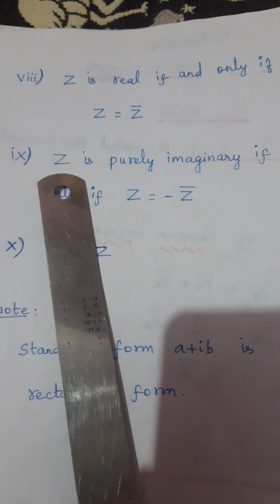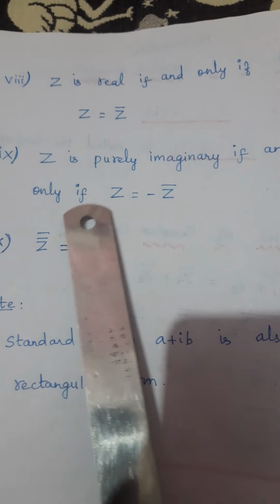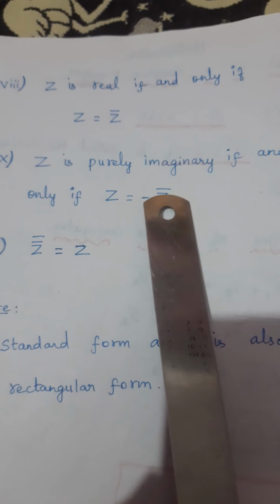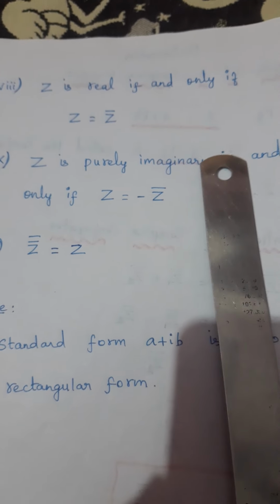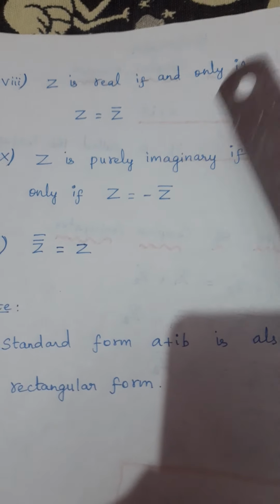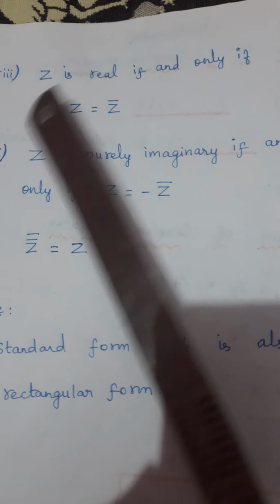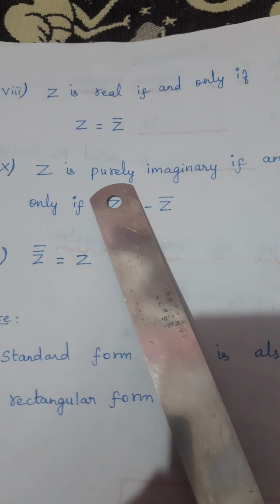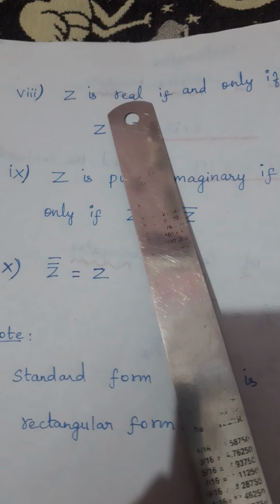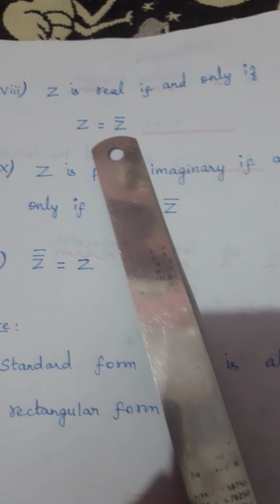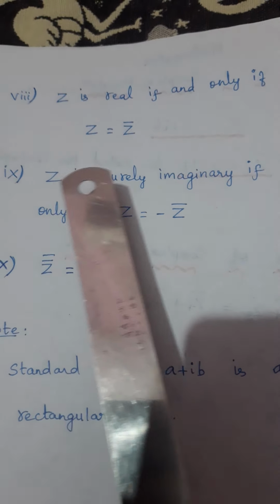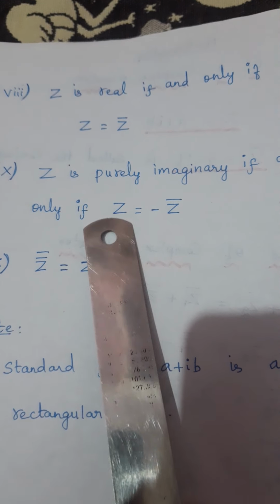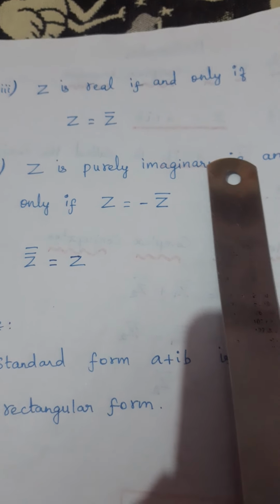And another thing, the 9th property: z is purely imaginary if and only if z is equal to the negative of its conjugate, minus z bar. So these are the two properties we can use to decide whether z is real or purely imaginary. Again I repeat, if z has to be real, we should prove z and z bar are equal. If z is purely imaginary, we should prove z is equal to minus z bar.